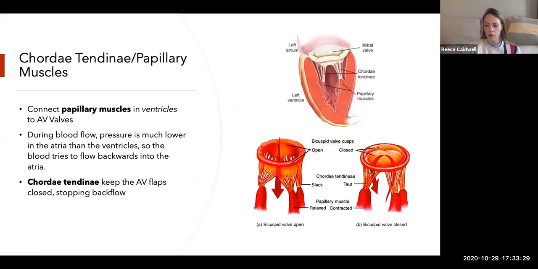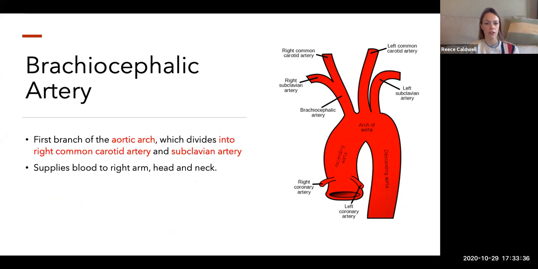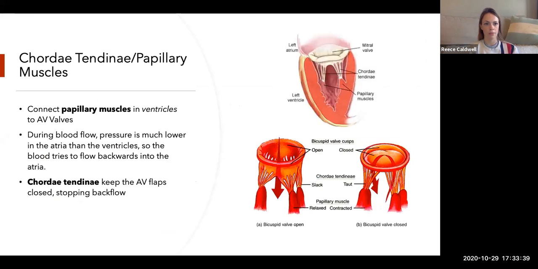So we're going to kind of skip over the vessels. I don't find them that important to know as ESS majors. So definitely review the brachiocephalic artery if you would like, but we are going to move past it now.